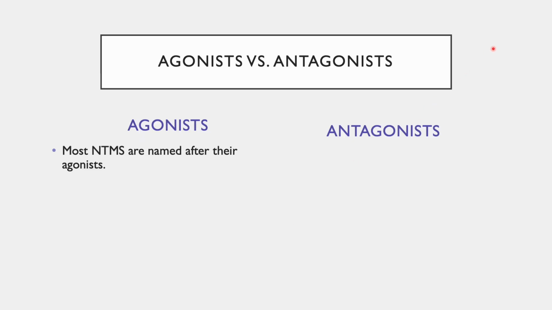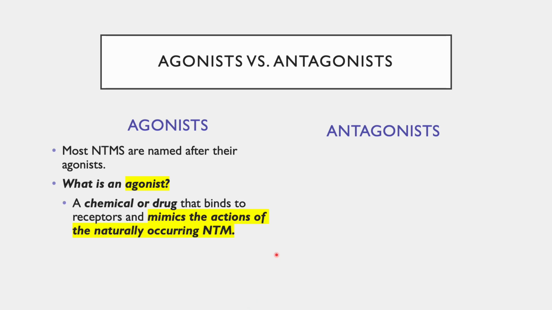Now we're going to discuss agonists versus antagonists. So most neurotransmitters are named after their agonists. So interestingly, an agonist is a chemical or drug that actually binds to the receptor and mimics the actions of the naturally occurring neurotransmitter. So for example, an agonist of dopamine would simply mimic dopamine, and it would bind to the receptor and mimic the response of dopamine in the neuron.